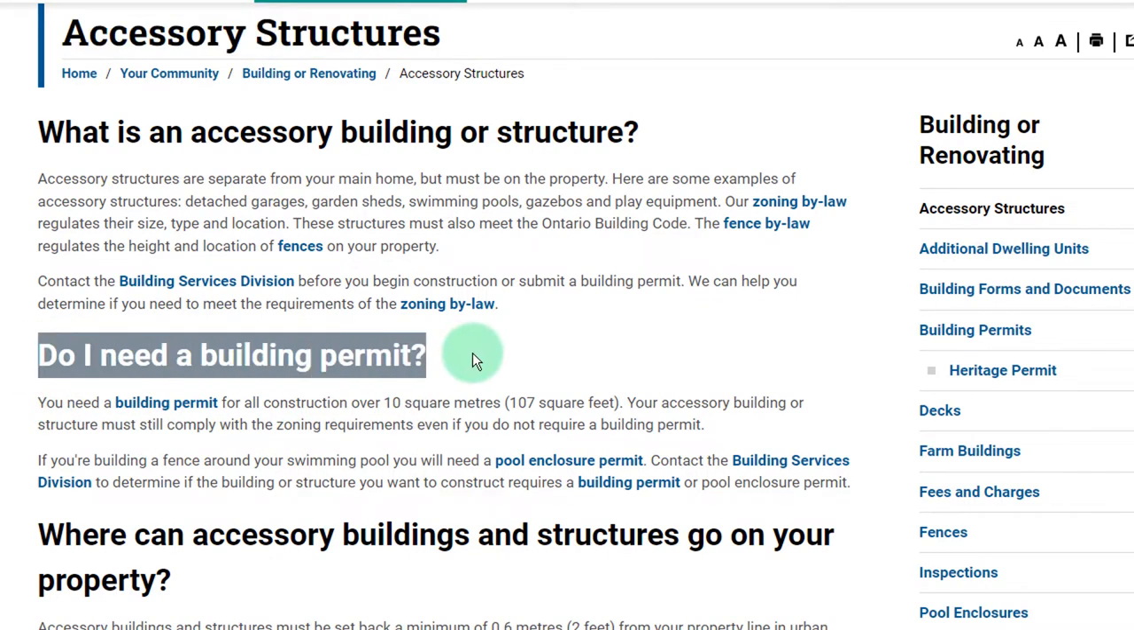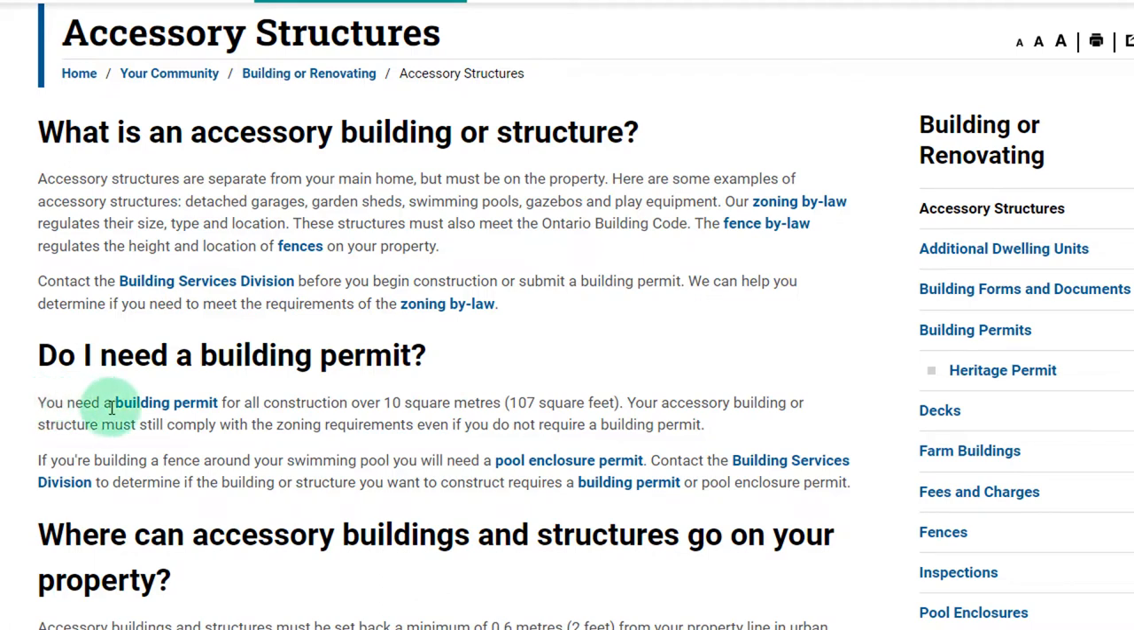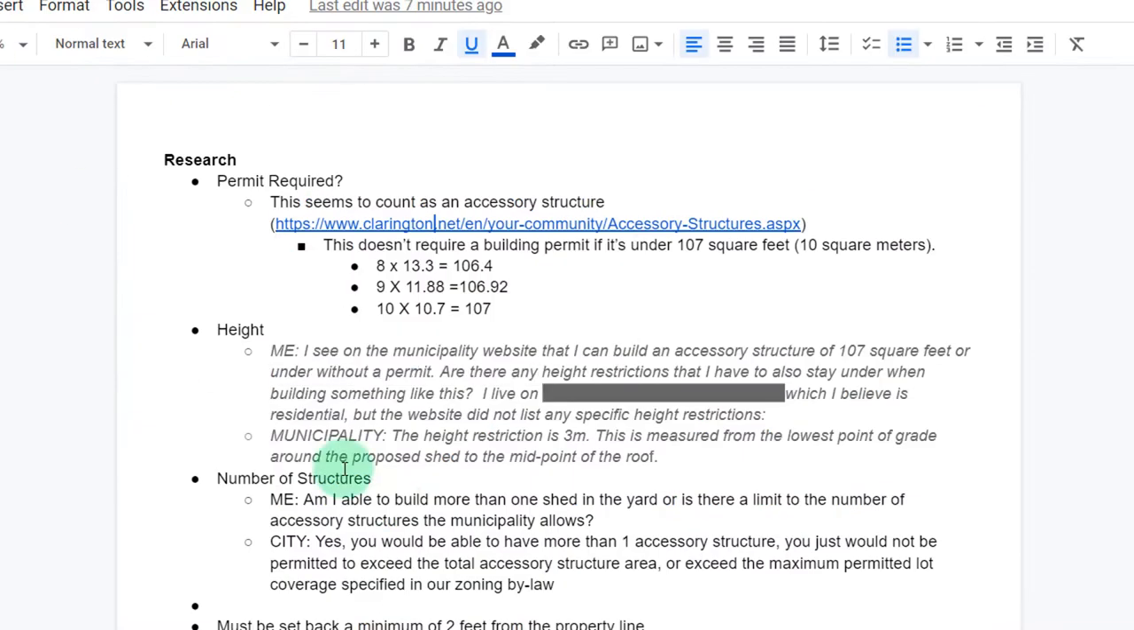So they answer that question right away, and they say you need a building permit for all construction over 10 square meters or 107 square feet. And so, as long as I build something that is under 107 square feet, I'm not going to need a permit, which answers the first major question that I have.